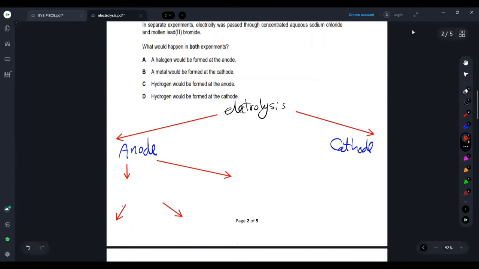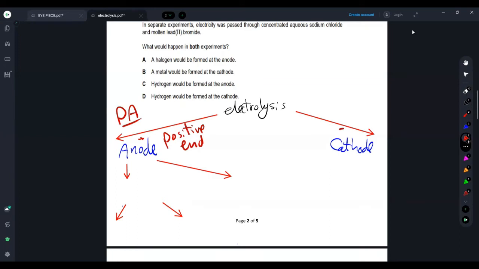Remember that anode is the positive end. How to memorize it? Remember, usually positive anode. So on the other hand, cathode must be the negative end. At the positive end, we attract negatively charged ions, such as hydroxides, such as halides. So what are the two basic rules?